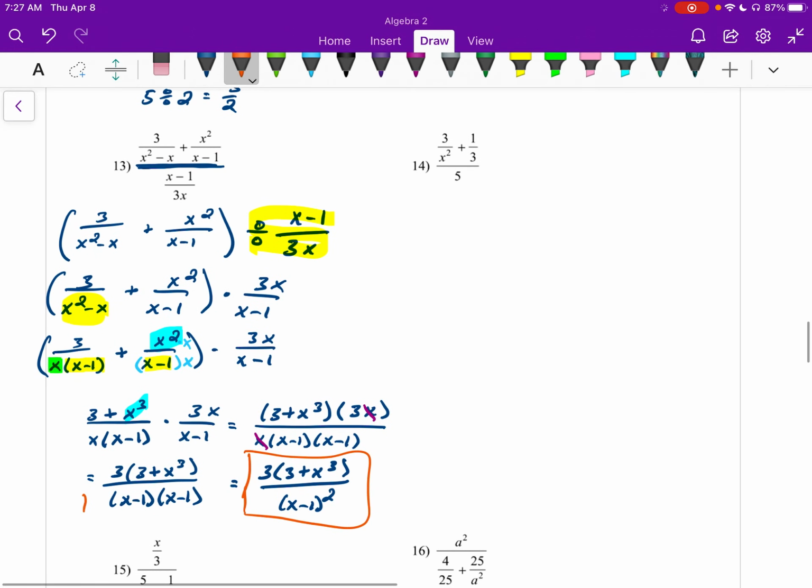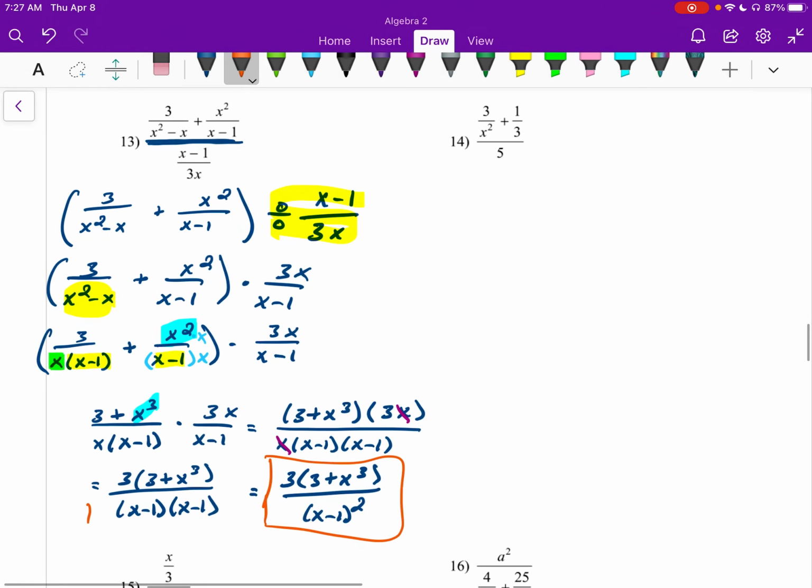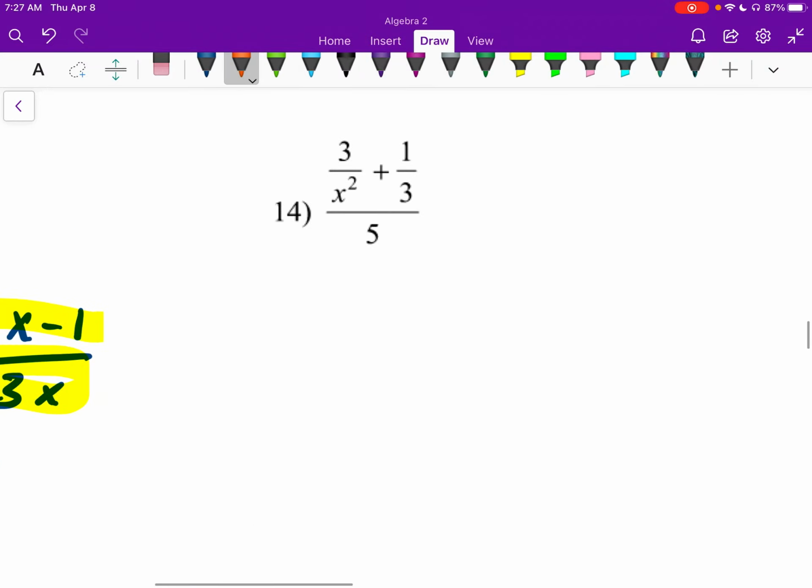Now, if you look at the answer sheet at the end of your packet on the homework, what they will do is they will distribute it out. You can do that always. You don't have to. I don't really care. But there's your answer. Let's look at number 14 here.